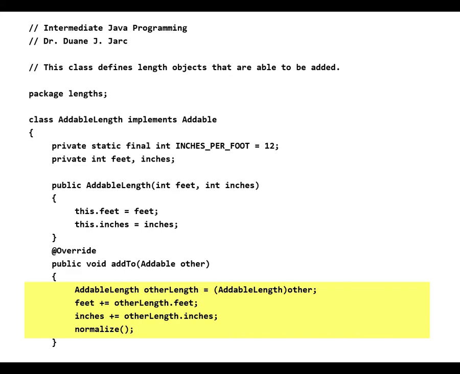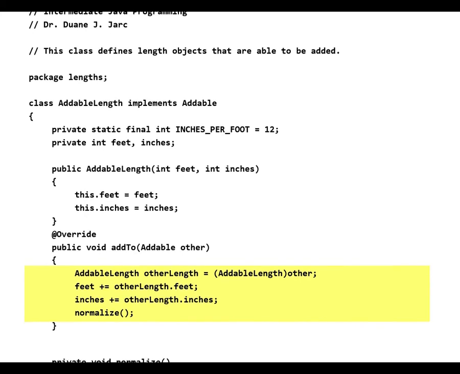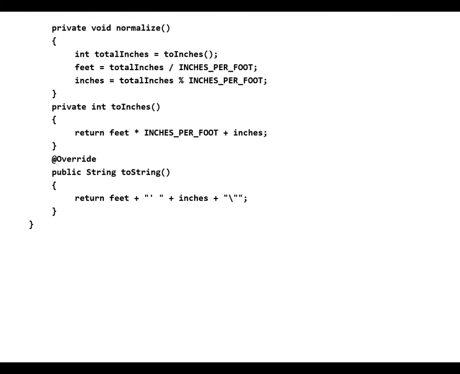Notice that normalization is required after the addition to ensure that the inches remain less than 12. It accomplishes that normalization by calling the private method normalize. So let's scroll down to look at that private method. The normalize method first calls another private method toInches to convert the length to all inches. It then uses integer division to determine the number of whole feet, and then the remainder operator to determine the number of inches left over after extracting all the whole feet.